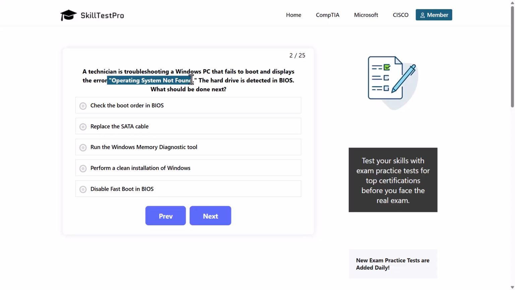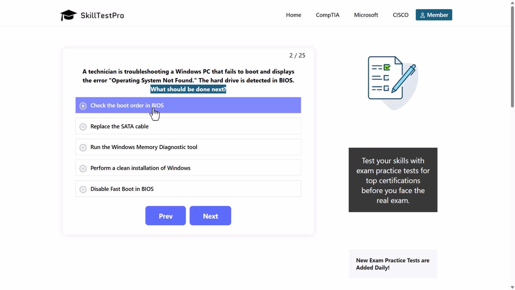And here you should know that the operating system and all our files, which are long-term files, are being stored on an HDD or SSD. And the next line gives us a clue that the hard drive is detected in BIOS. So this means that BIOS sees the hard drive connected to the motherboard. However, we are having this issue. So what should be done next?